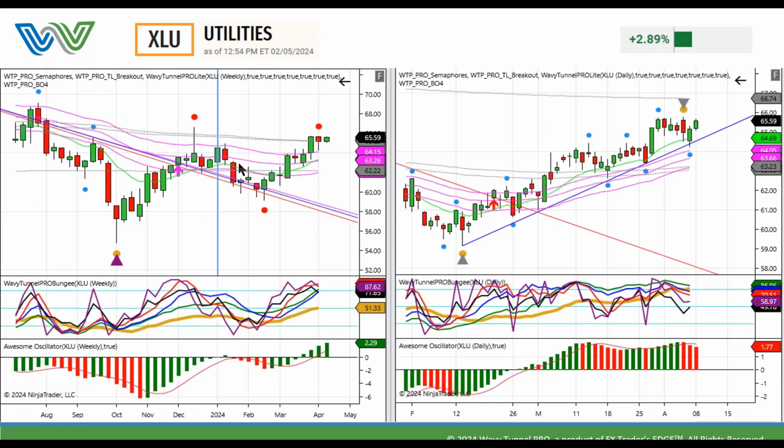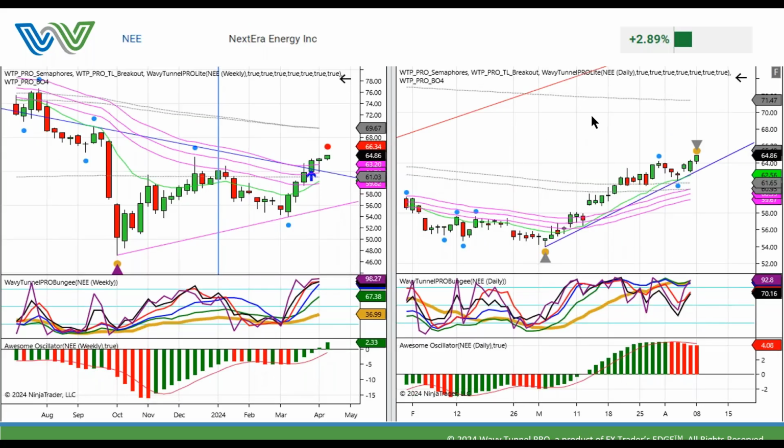So I was saying that the utilities have been bearish pretty well all year. This is the beginning of the year. The wave is below the tunnel. Price action is below the tunnel. We just started to go above the tunnel on the weekly, and on the daily, the wave is just starting to cross the tunnel. So it's showing some signs of life here. And NEE, the same. Okay, the same exact pattern, showing some signs of life.